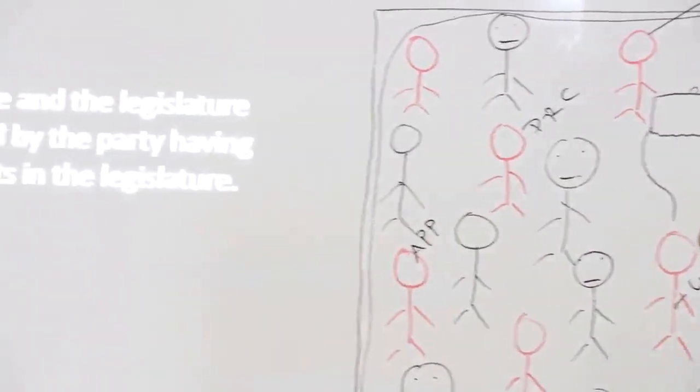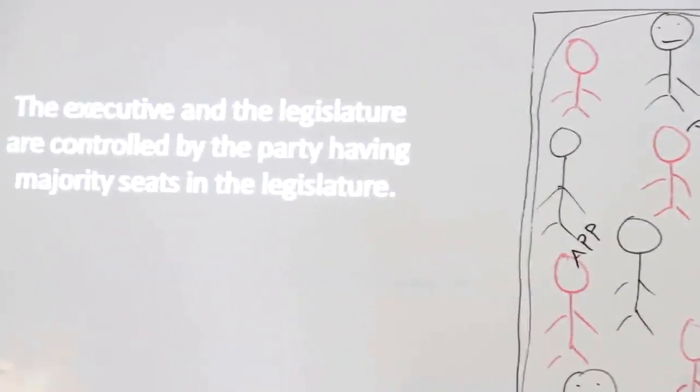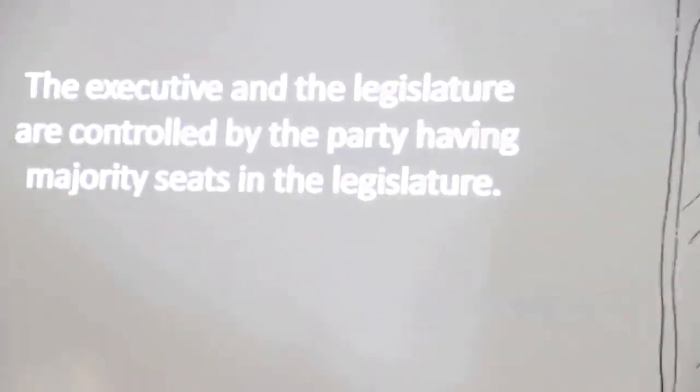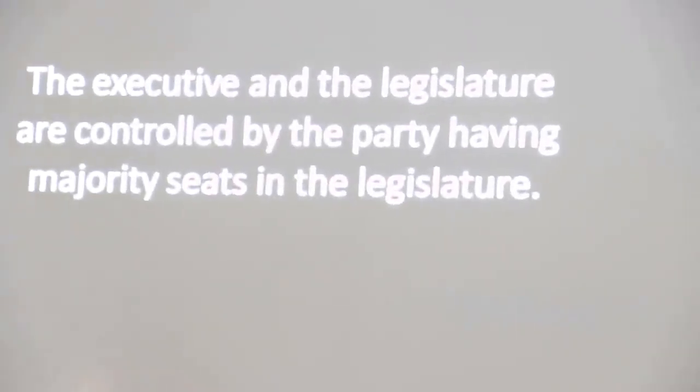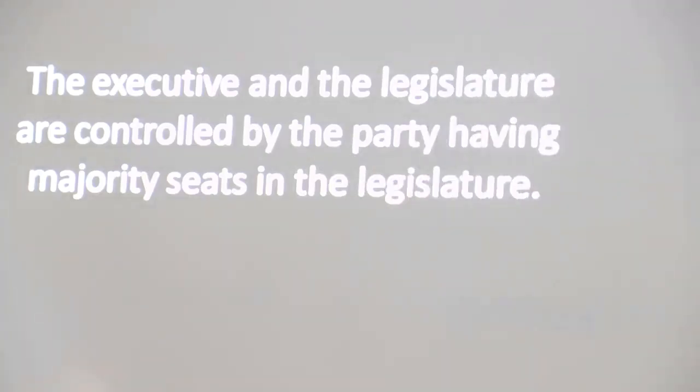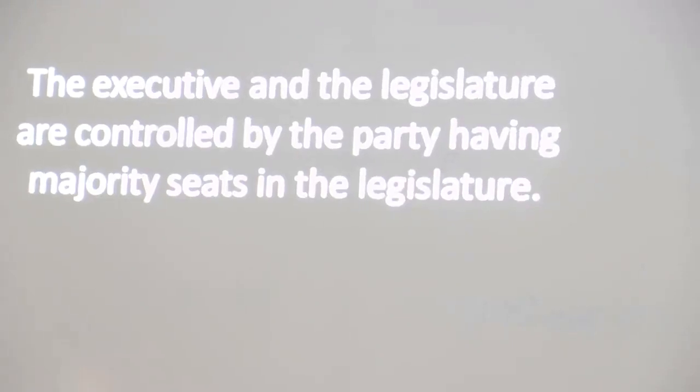The executive and the legislature are controlled by the party having majority seats in the legislature, of course. Like Nigeria, I'm just bringing Nigeria so that we can understand it properly. In the National Assembly, we have senators, 109, isn't it? And then members of the House of Representatives, 360. When you put them together, we have 469.